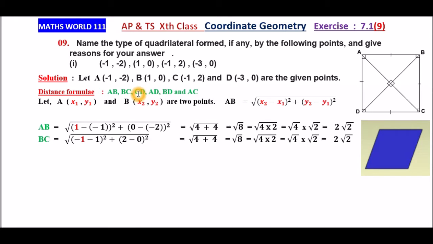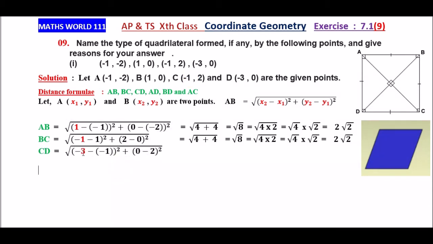Now CD. So CD is nothing but the distance between the points C and D. This one. So C is (-1, 2). So x1 is equal to -1, y1 is equal to 2. D is (-3, 0). So x2, second point, x2 is equal to -3 and y2 is equal to 0. Simply substitute these values x1, y1, x2, y2 in the formula. So we get CD is equal to (x2 minus x1) whole square, CD. So x2 is this one, (-3 minus of -1) whole square.